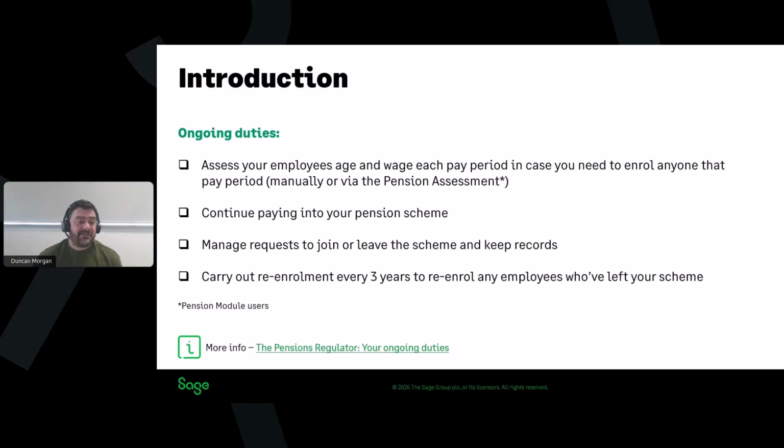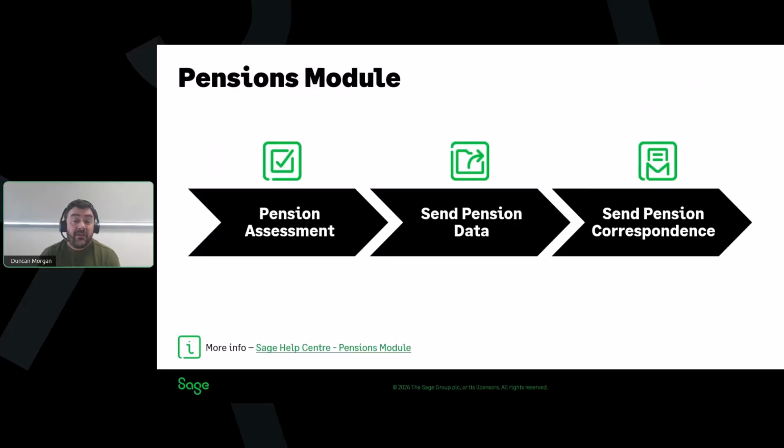So the reason we have recapped these auto-enrollment duties is that the pensions module is designed to help you automate many of these duties and to essentially make your life easier when it comes to complying. Now, the pensions module consists of 3 main areas. You have the pension assessment, which is involved in assessing employees' age and earnings each pay period, so you can monitor whether there's been a change to a status and employees who become eligible to be put into the scheme. There's a send pension data option, which will make it easier for you to send the required information to your pension provider.